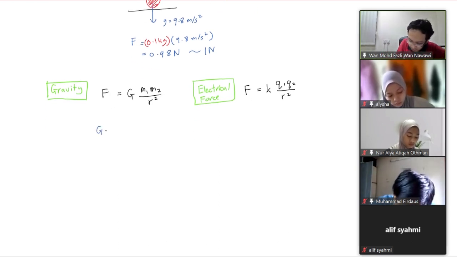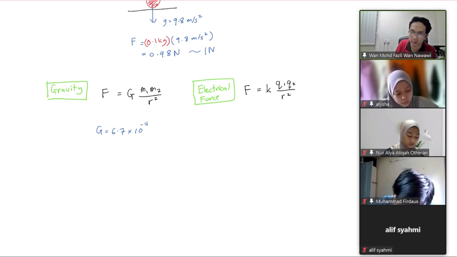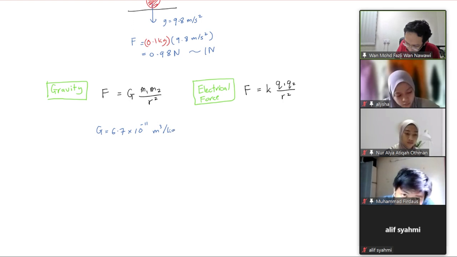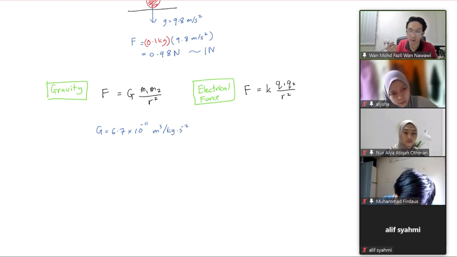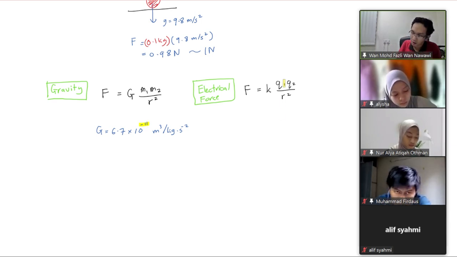Here the G is basically the gravitational constant. The amount for this gravitational constant is 6.7 times 10 to the power of negative 11. The unit is meter cube per kg dot s squared, but you don't really need to know the unit. The most important thing you need to know is that the gravitational constant is so small compared with the electrical constant.